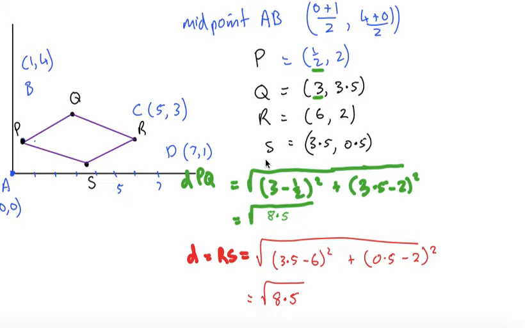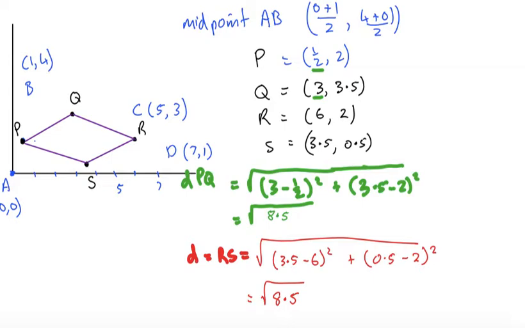I'm now going to check to see if PQ and RS are parallel, or whether it's actually enough to just check the gradients. If the gradients of PQ and RS are the same, they will be parallel. Yes, I think we need to check the distance as well. So let's do the gradient of PQ and the gradient of RS.